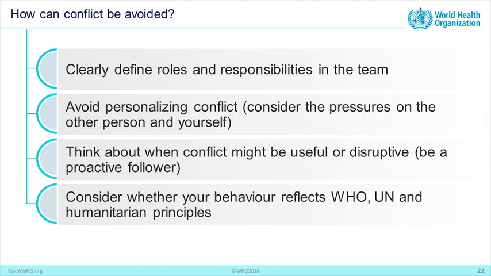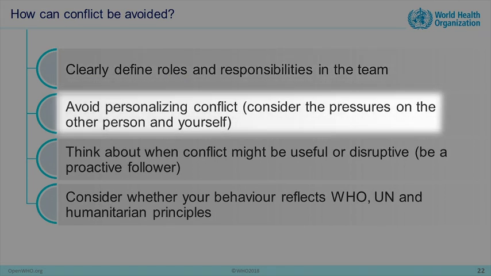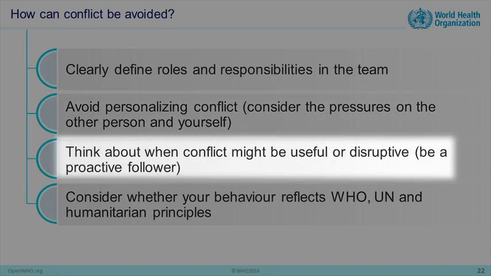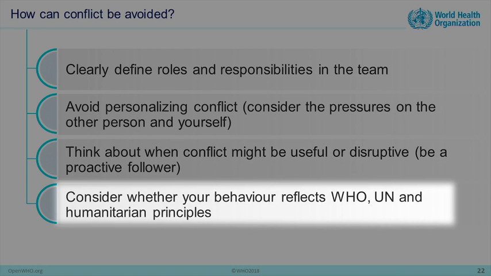Conflict can be avoided by clearly defining roles and responsibilities in the team, avoiding personalizing conflict, trying to consider the pressures on the other person and yourself, thinking about when conflict might be useful or disruptive, in other words, being a proactive follower, and considering whether your behaviour reflects WHO, United Nations, and humanitarian principles.